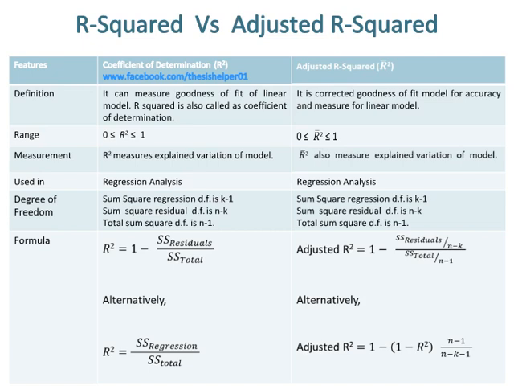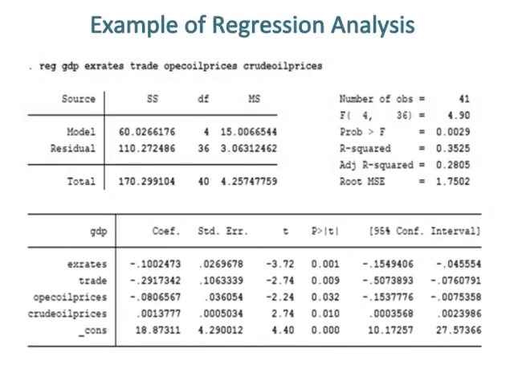The degrees of freedom of R squared and adjusted R squared are the same: the sum of squares regression degree of freedom is k-1, the sum of squares residual degree of freedom is n-k, and the total sum of squares degree of freedom is n-1. The formulas of R squared and adjusted R squared are given. You can also use the alternative formulas to recheck your answer and for quick calculations. Here is an example of regression analysis of time series data using Stata software.